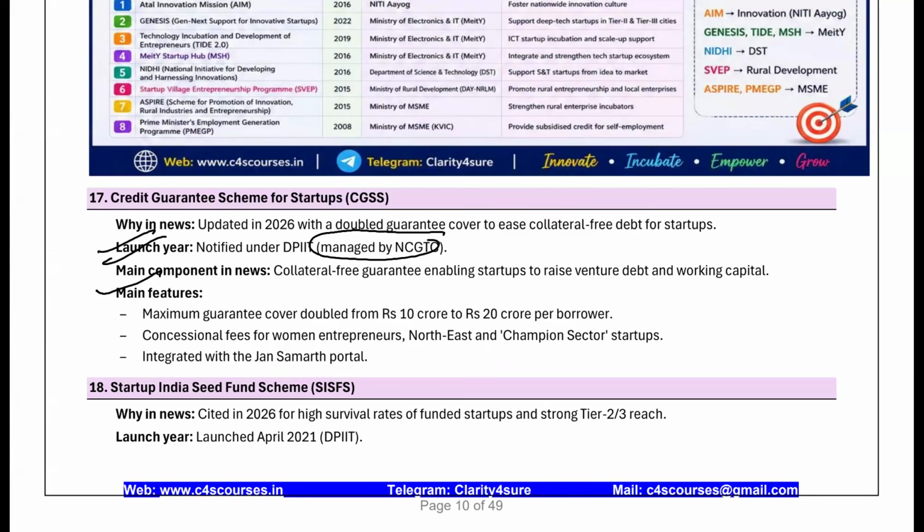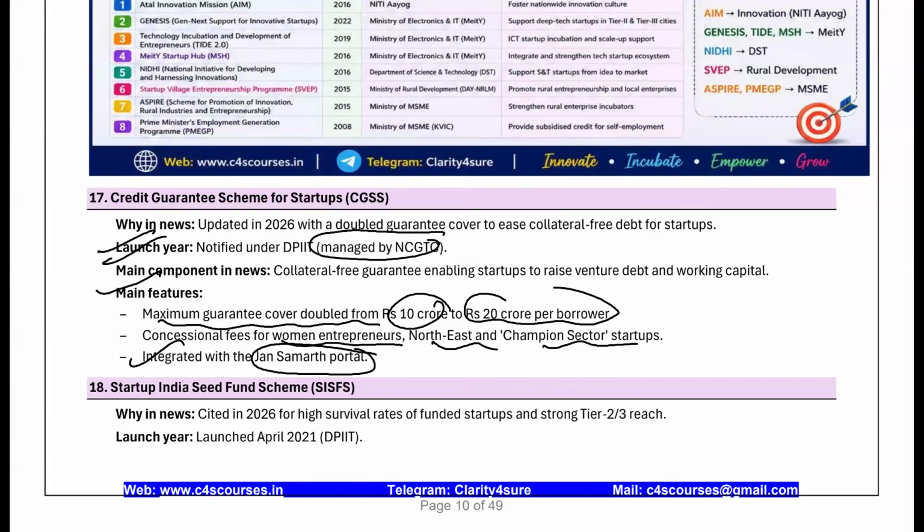Main feature is what? It is maximum guarantee cover doubled from 10 crore से क्या कर दिया गया? 20 crore per borrower. Is it clear? Concessional fee for women entrepreneurship, Northeast, champion sector startups. It is only provided, integrated with, ये important है, जन समर्थ पोर्टल से इंटीग्रेट कर दिया गया. किससे कर दिया गया है? जन समर्थ पोर्टल पे. तो की पॉइंट्स क्या है?